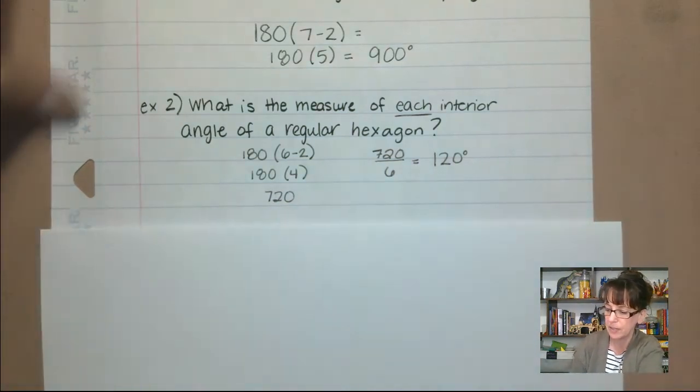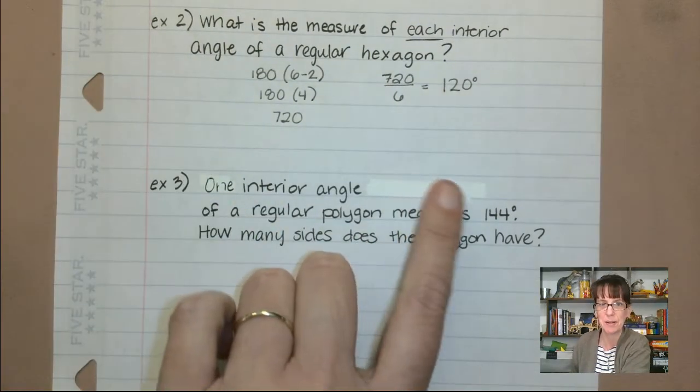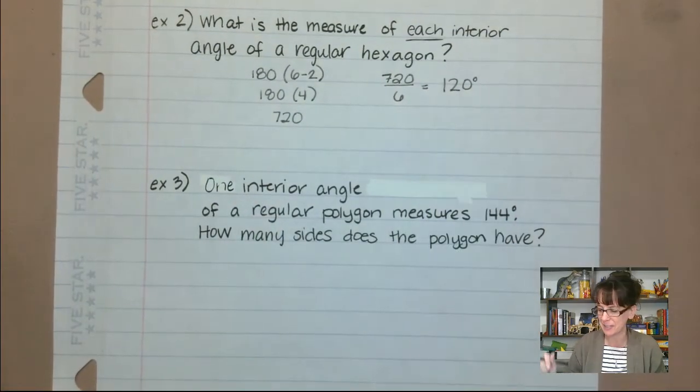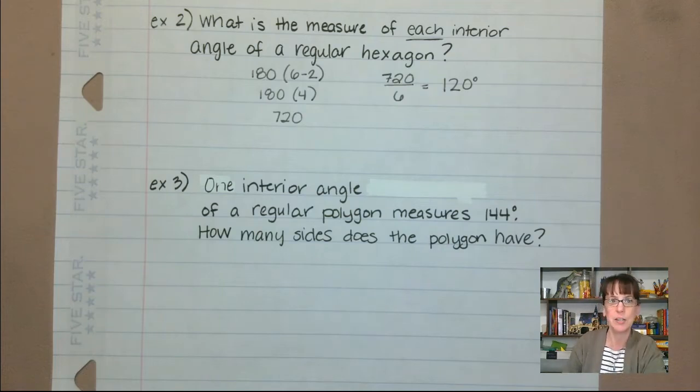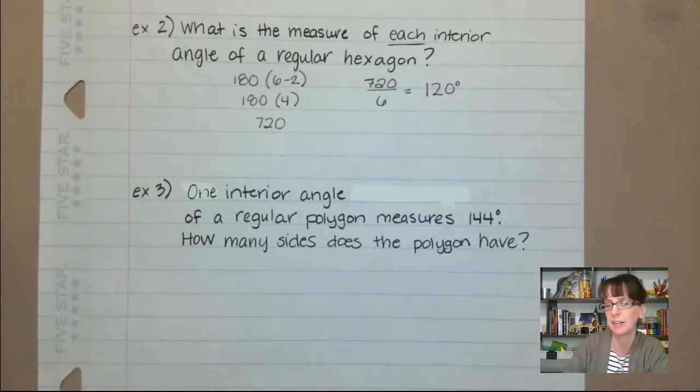Okay, next one. Let's see what we got here. You can always see when I mess up. It's way clearer here than it is on the paper. One interior angle of a regular polygon measures 144 degrees. How many sides does that polygon have?